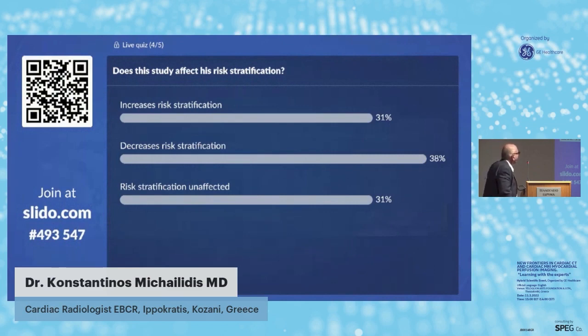Even though most people believe that they decrease the risk stratification, no, risk stratification is unaffected. This patient is very high risk. He has documentation of coronary artery disease, he has dyslipidemia, and he has family history. He's very high risk. No matter what happens in his imaging, his LDL cholesterol target is 55.